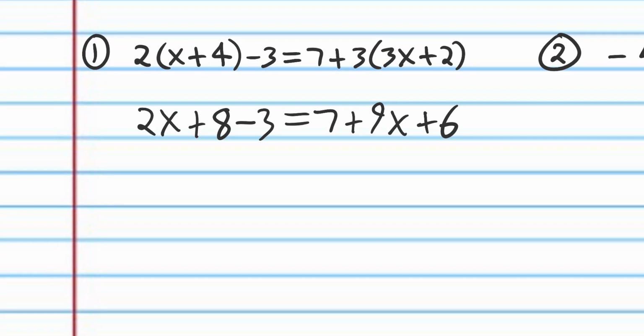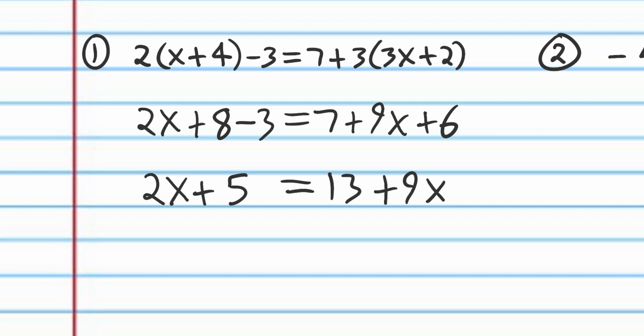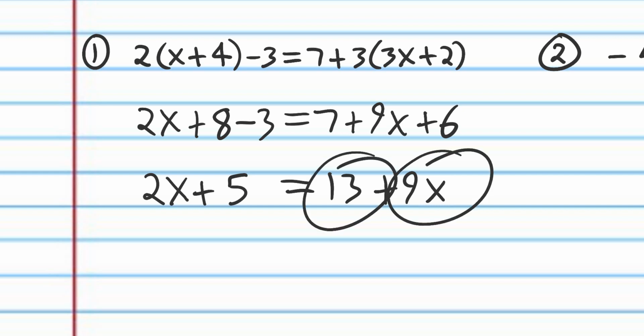So now, at this point, we have to simplify because we can combine the 8 and the 3. So 8 minus 3 is 5. And we can also combine the 7 and the 6 because those terms don't have variables. So 7 plus 6 is 13. And I can put the 13 over here, or I can put it over here. It doesn't really matter.